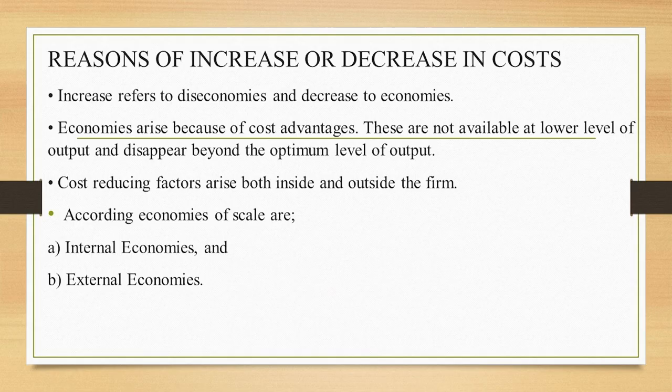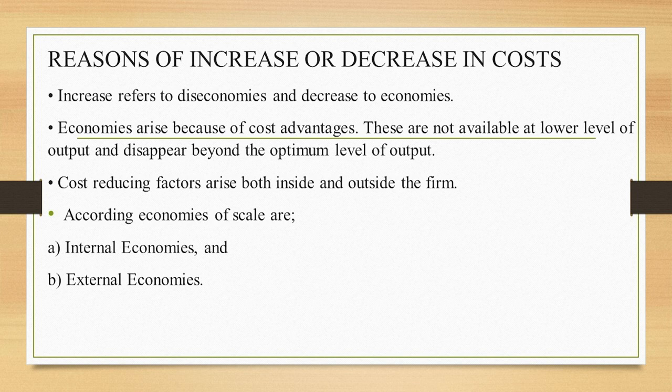And diseconomies start because of escalation of costs. This escalation of costs also happens because we cross the point of optimum. Once the point of optimum is crossed, diseconomies start taking place. Then what are the reasons for increase or decrease in costs? Because of which reasons do these increases or decreases take place? Increase refers to diseconomies and decrease refers to economies. Whenever there is a decrease in cost, that means there are economies, and whenever there is an increase in cost, it means there are diseconomies.